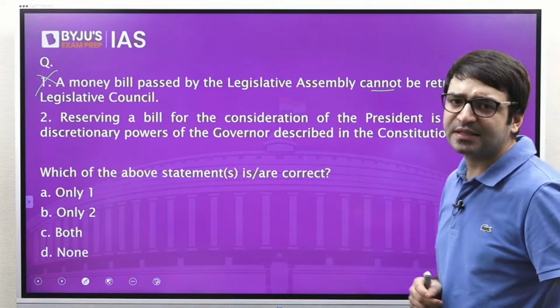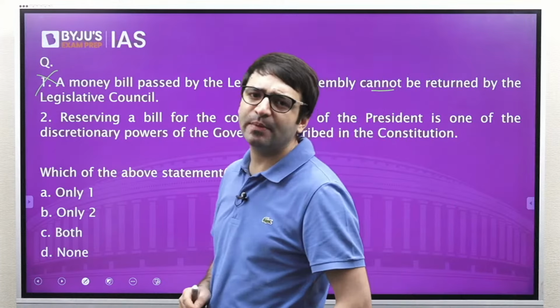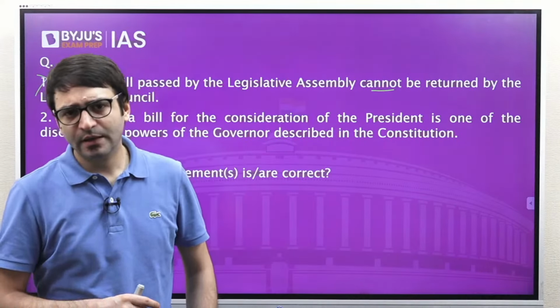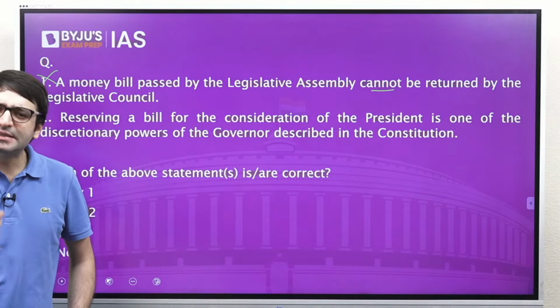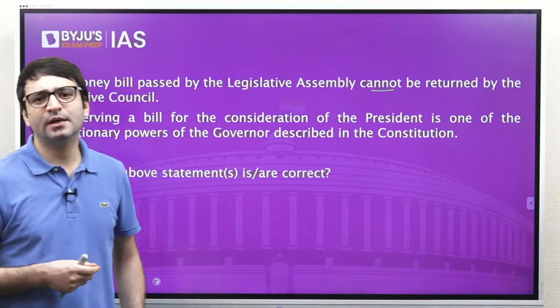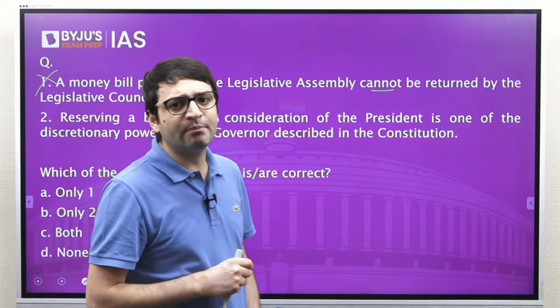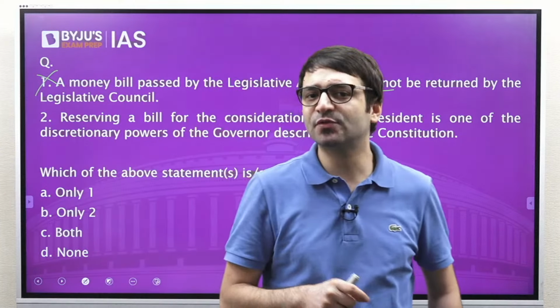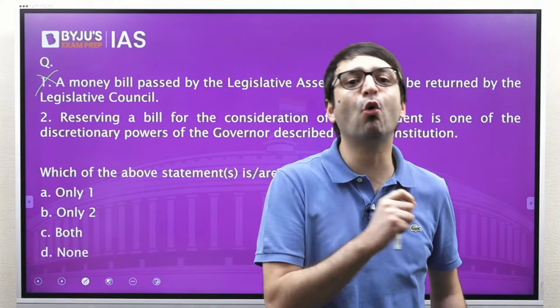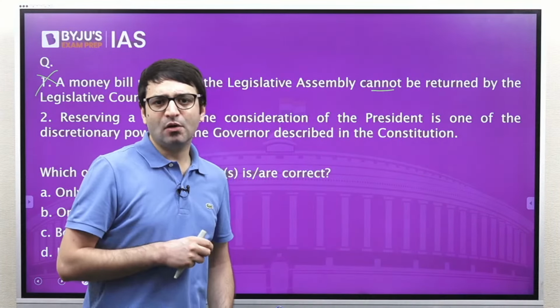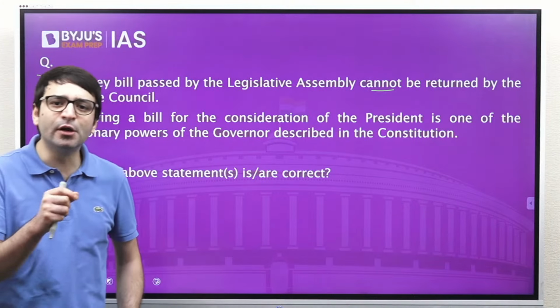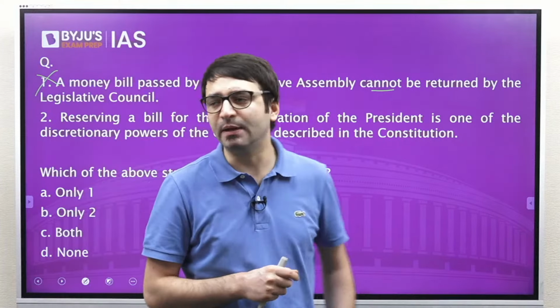If Legislative Assembly accepts these recommendations, the bill is passed. If the Legislative Assembly does not accept these recommendations, even then the bill is passed. Which means when it comes to a money bill, Legislative Council has a very inferior role. Same goes with the Rajya Sabha as well. Rajya Sabha also has a very inferior role when it comes to a money bill.